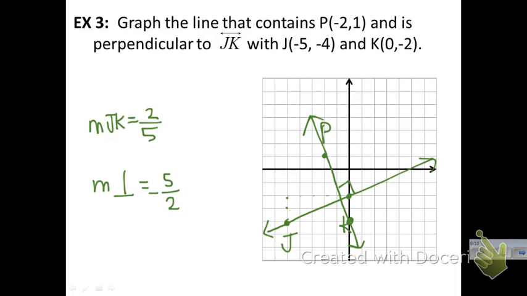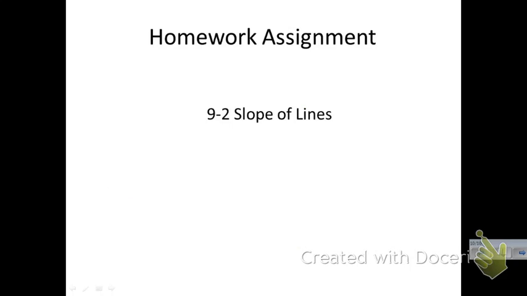Now you're going to have other examples like this, but they're not going to ask you to do specifically perpendicular. They might ask you to do parallel lines. So good luck. Your assignment is 9-2, slopes of lines.